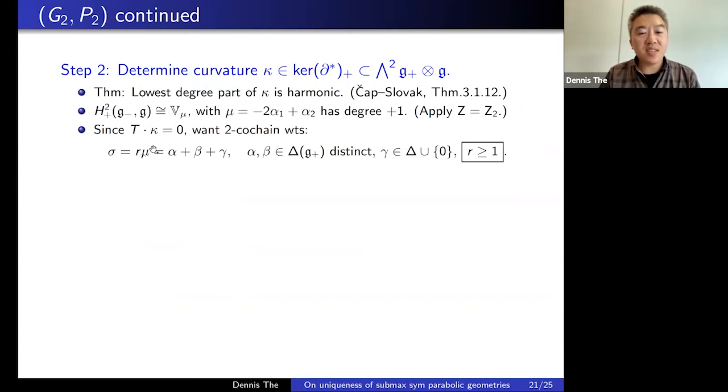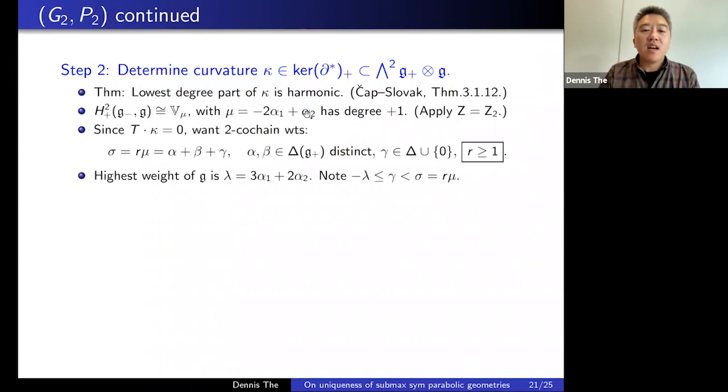Okay, this is something that lives in two-chains or two-cochains. So you could write that weight as alpha plus beta plus gamma, where alpha and beta are distinct, and gamma is either a root or 0. R should be non-negative, and that's because of this lowest degree part being harmonic. It should also be integral, right? Because everything's integer valued here. The highest weight is 3 alpha 1 plus 2 alpha 2 for G2. And so this puts a constraint on where gamma can live. Okay, it's some roots or 0. So it's living in this range over here.